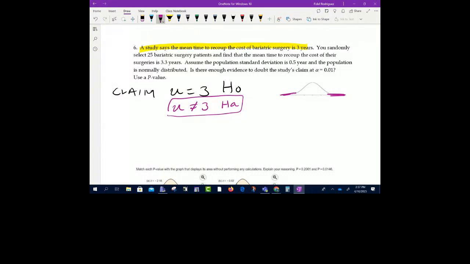All right, so let's take a look. We can find some things here, y'all. Can we find our n? How many patients did we look at? Anybody know? We looked at 25 patients. How much time did it take them to recoup their cost? 3.3, right? Population standard deviation, my sigma, my friends, 0.5. And the population is normally distributed. Let's go ahead and find our standardized test statistic, y'all.